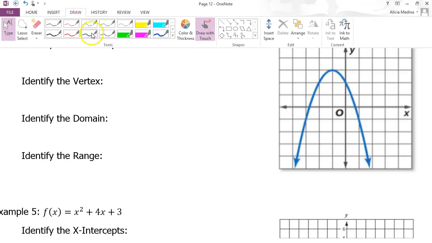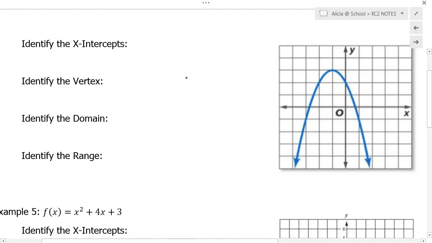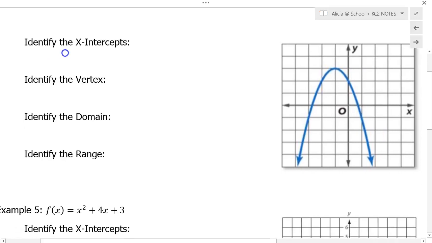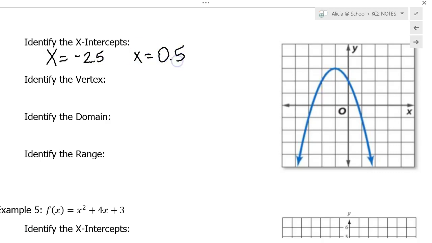So now we're going to try to incorporate everything that we've talked about so far. First, it says to identify the x-intercepts. So where does my graph cross the x-axis? I see an x-intercept right here, and I see an x-intercept right here. Which means that x is going to equal roughly negative 2.5, and x is also going to equal about positive 0.5. Again, that's wherever our function touches the x-axis.